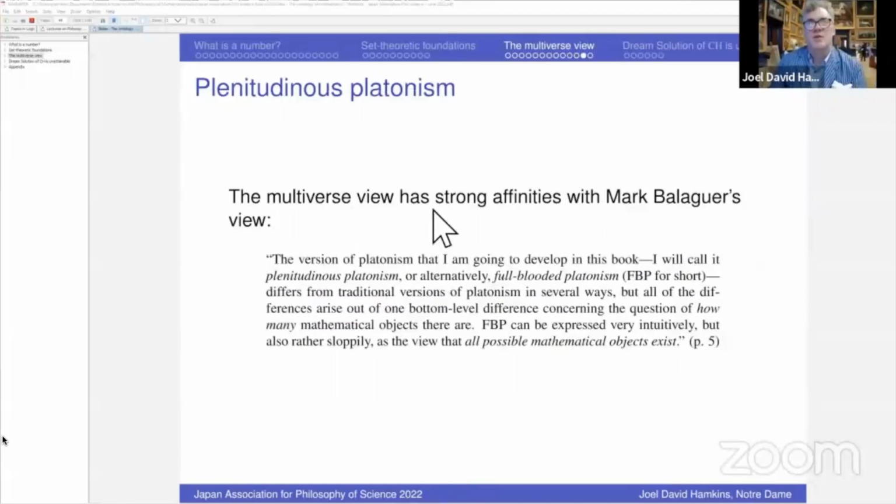So the multiverse view has strong affinities with Balaguer's view of plenitudinous Platonism, which I mentioned earlier. He also calls it full-blooded Platonism. And this is from his book called Plenitudinous Platonism. And so the idea is that the differences arise from the question how many mathematical objects there are. So full-blooded Platonism can be expressed intuitively as the view that all possible mathematical objects exist. For any coherent mathematical theory, there is a mathematical structure that really exists that are the mathematical objects that the theory is about.